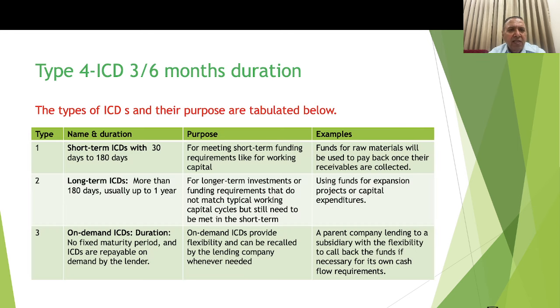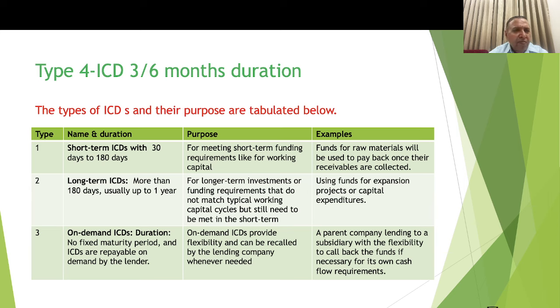Types of ICDs. These can be 3 types. Number 1, short-term ICDs with a 30 to 180 days period. Here the purpose is meeting short-term funding requirements like working capital. An example is a company using these funds for raw materials and paying it back once the receivables are collected.